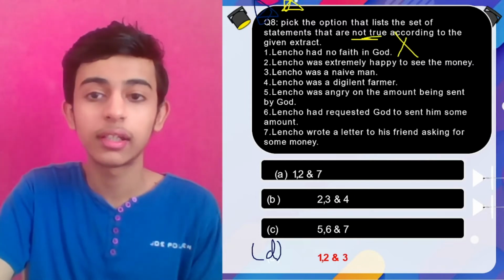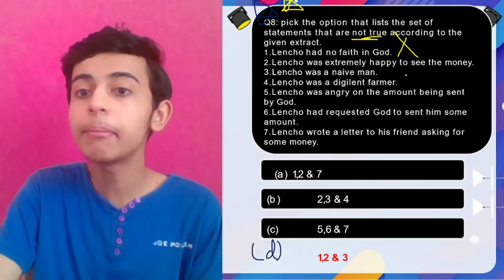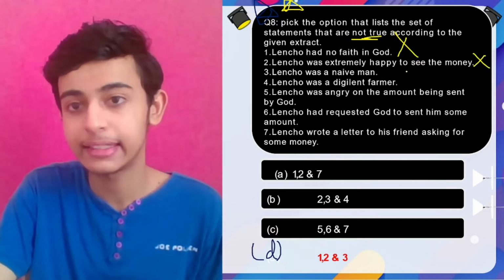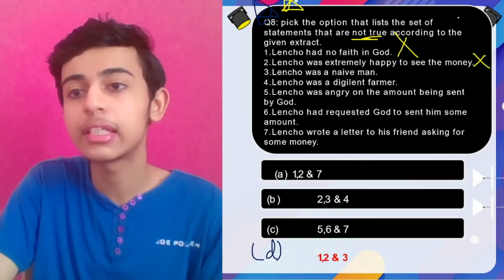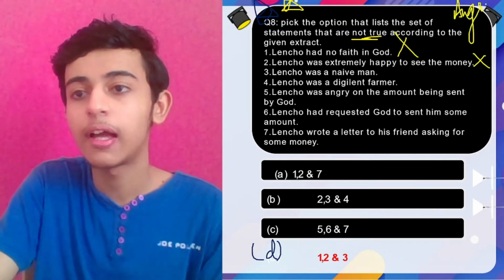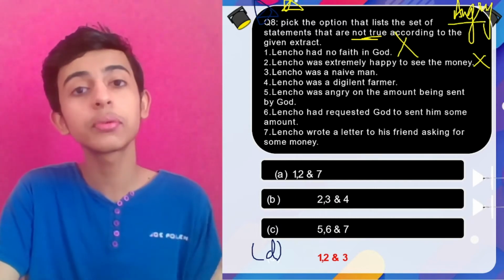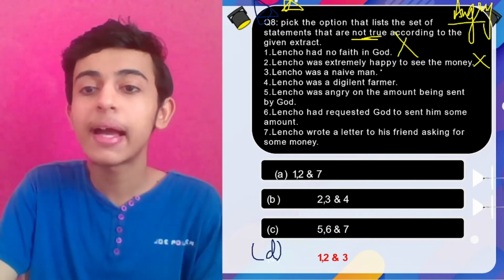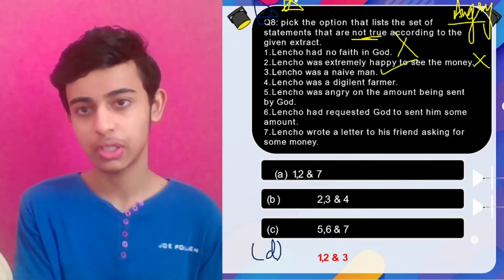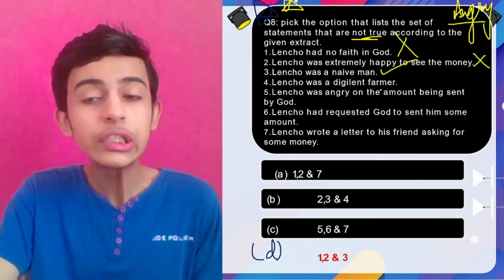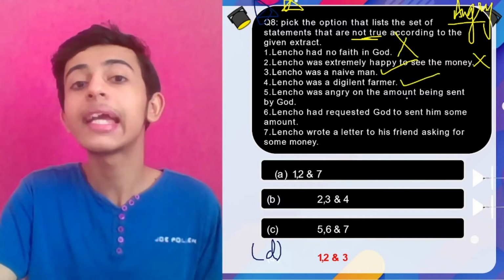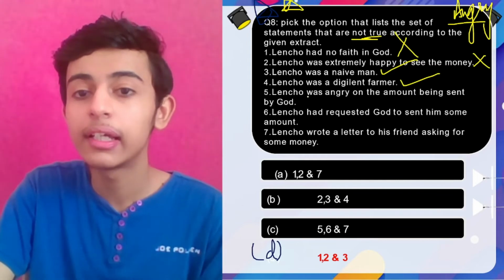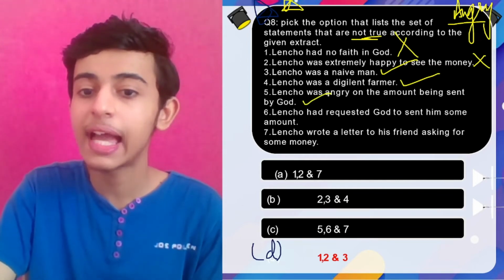Lencho was extremely happy to see the money. No, he was actually very, very sad. He was actually angry, you can see. He was furious. Angry that I demanded 100 pesos from God, and why didn't I receive it? Lencho was a naive man, it's correct. Naive means innocent, okay? Lencho was a diligent farmer. Yes, he was a hard-working and diligent farmer. Lencho was angry on the amount being sent by God. Yes, he was definitely angry.